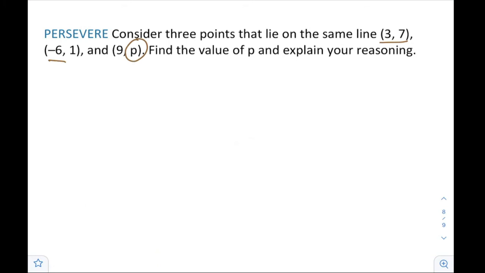Find the value of p and explain your reasoning. Since the 3 points are on the same line, that means the slope of the line, if you choose any 2 points, should be the same.